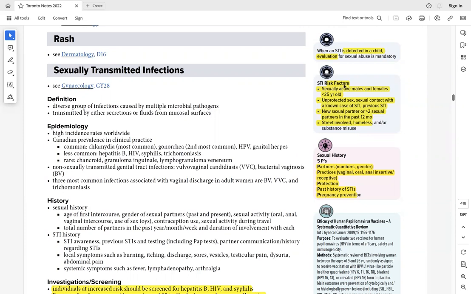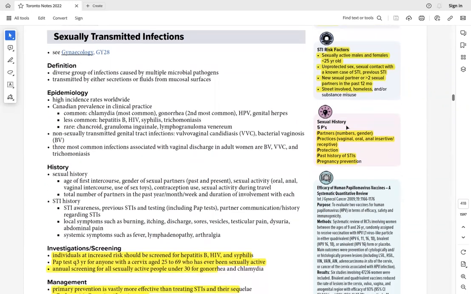Similarly, what are the STI risk factors? Sexually active males and females less than 25 years old, unprotected sex, sexual contact with a known case of STI, previous STI, a new sexual partner, or more than 2 sexual partners in the past 12 months. Street involved, homeless, substance use, IV drug users, all of these are high risk factors. When they come in, we screen them for STIs.